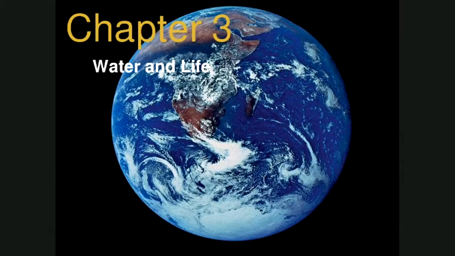Okay, chapter 3. Water, water, water, water. Water, water everywhere, but not a drop to drink. It's an old poem, isn't it? Samuel Taylor Coleridge, The Rime of the Ancient Mariner. Water, water everywhere, but not a drop to drink. The reason why is he's out at sea. Can't drink seawater, can you?